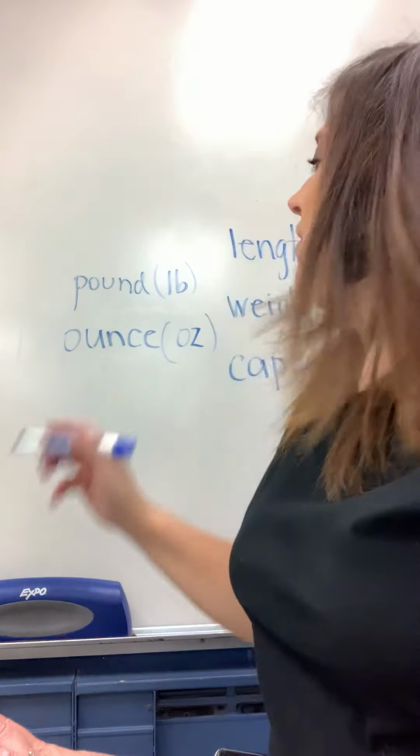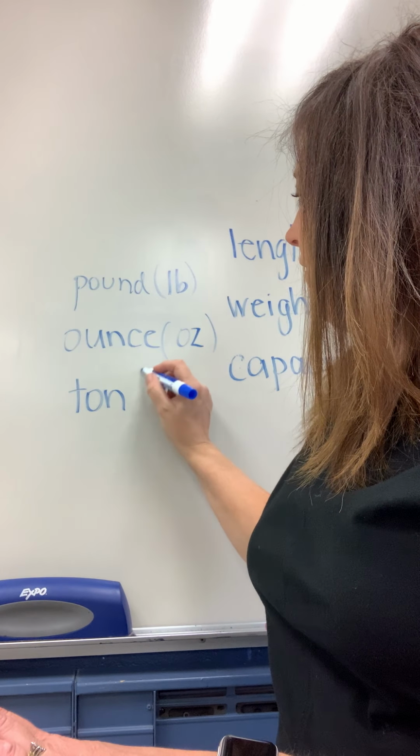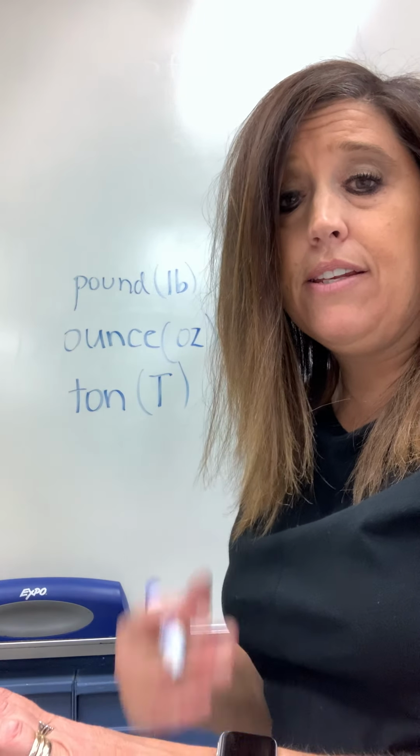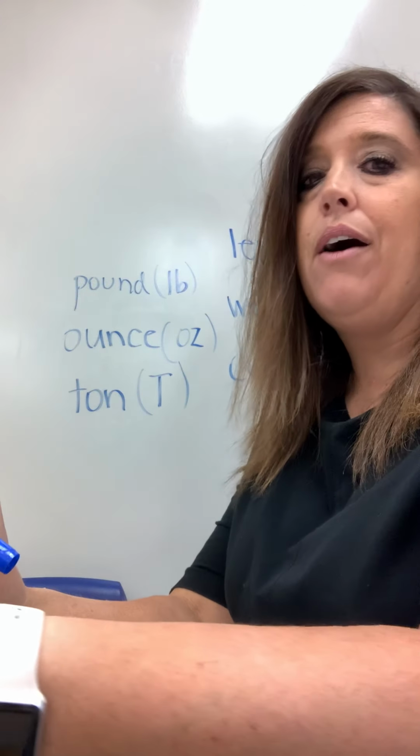Okay. And then we have something called a ton. The abbreviation is a capital T like that. That would be a ton. And that is 2,000 pounds. So if we have a ton of something, it means we have 2,000 pounds of something.